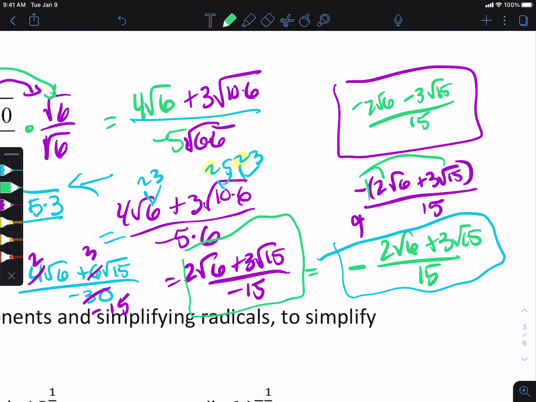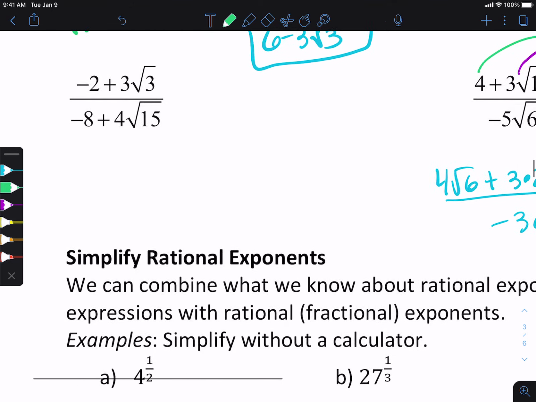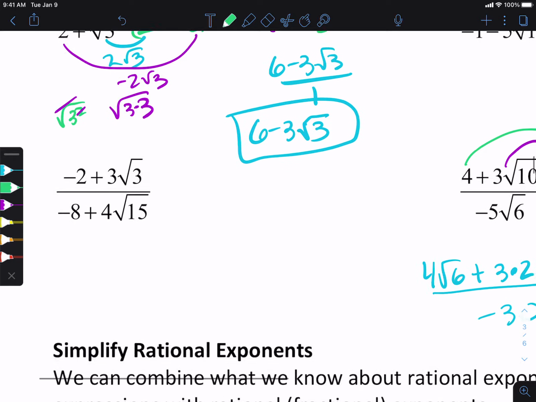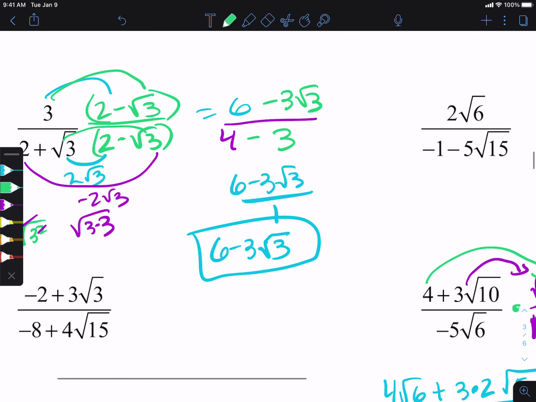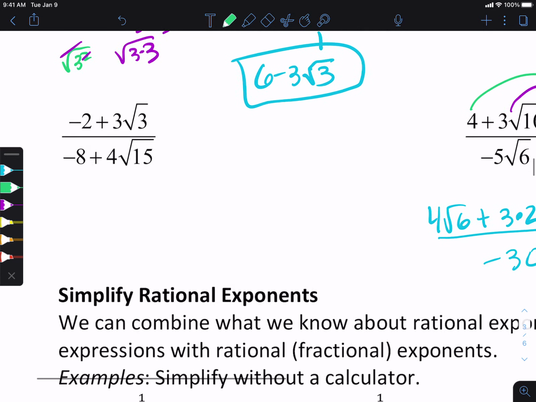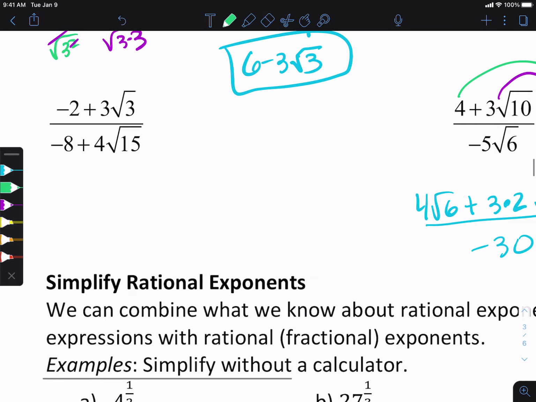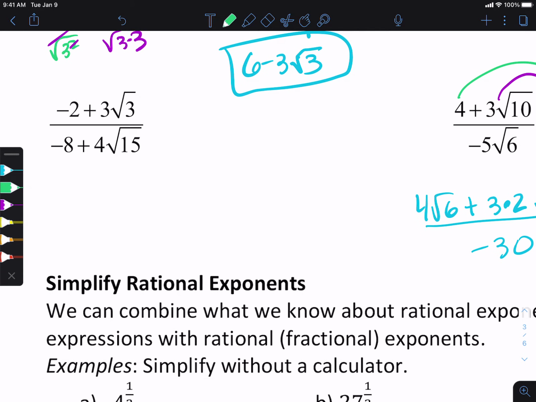Okay? So let's try one other thing where we have two binomials. We've had a mix of monomials and binomials, but we've not done two binomials. So on this one, I need to multiply by the conjugate. I have to do the conjugate since the denominator is a binomial. So I'm going to times by negative 8 minus 4 root 15. Remember, the conjugate is only the opposite sign in the middle, so the negative 8 remains negative.